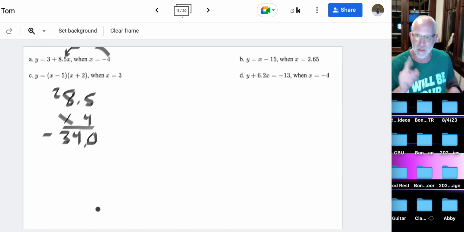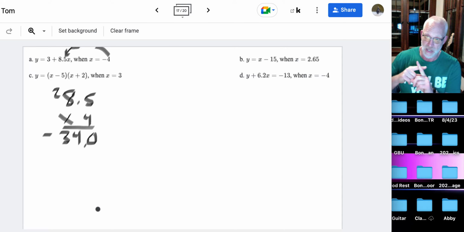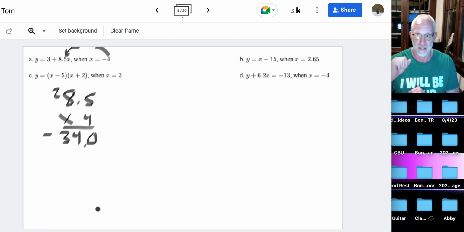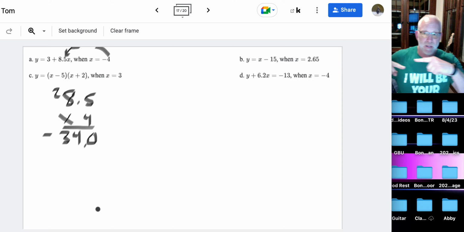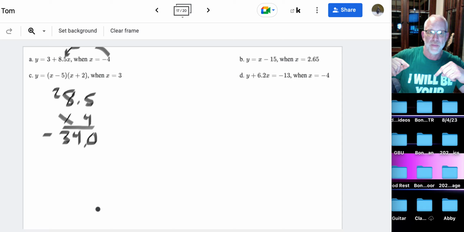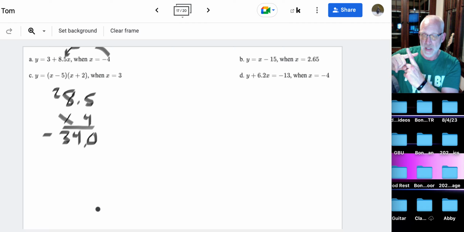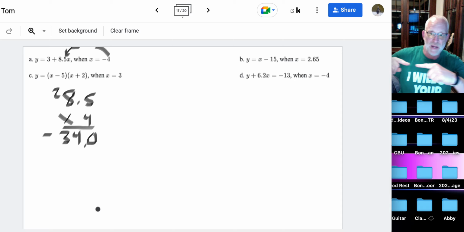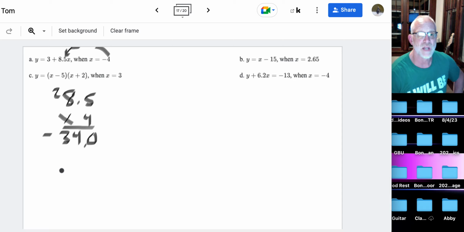And just remember that whenever we multiply and divide, a positive times a negative is a negative. And a negative times a positive is a negative. A positive times a positive is a positive. And if you ever see a negative times a negative, they multiply to make a positive, and a negative divided by a negative divides to make a positive. Okay? So now our sentence looks like 3 plus negative 34.